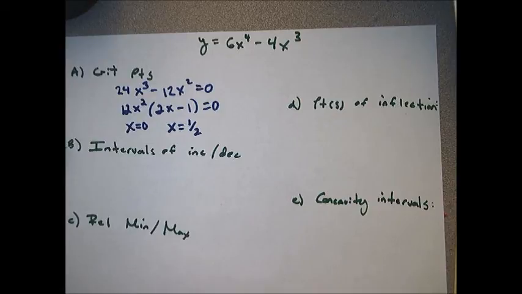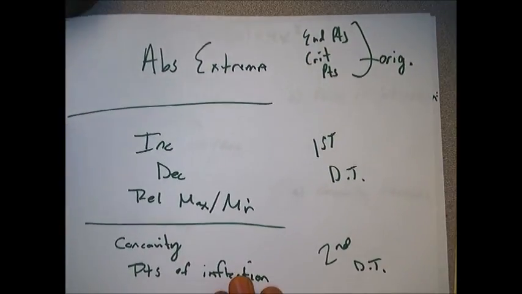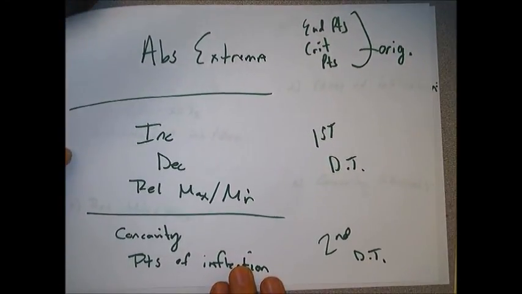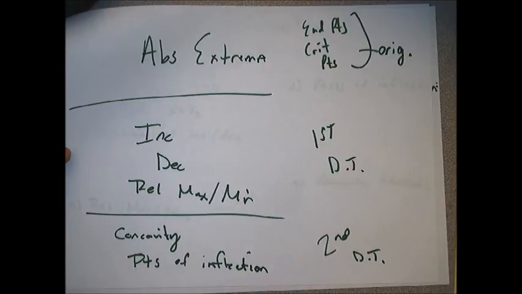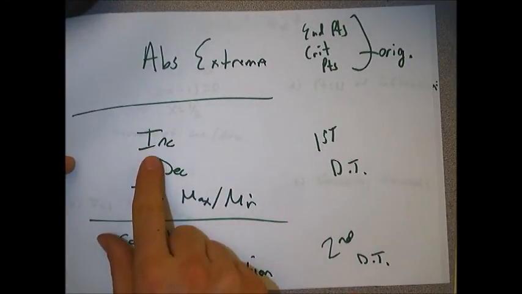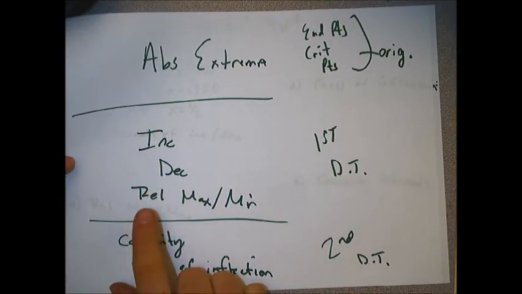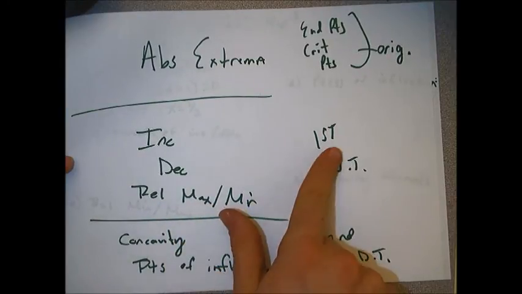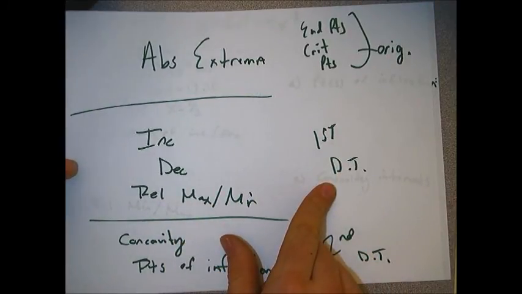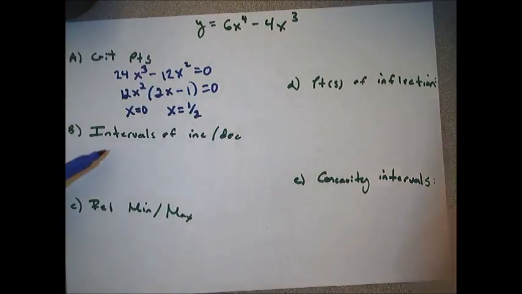Now for part B, it asks for the intervals of increase and decrease. So going back to a second ago, we made this list right here. The prior problem was the absolute extrema problem. That was endpoints and critical points into the original. When it asks for an interval of increase or decrease, or also a relative max or min, that's the first derivative test. So it's asking for an interval of increase or decrease. First derivative test. How do you do a first derivative test?